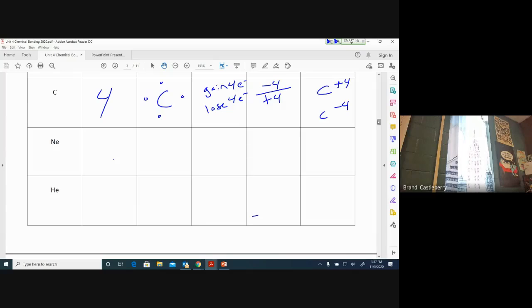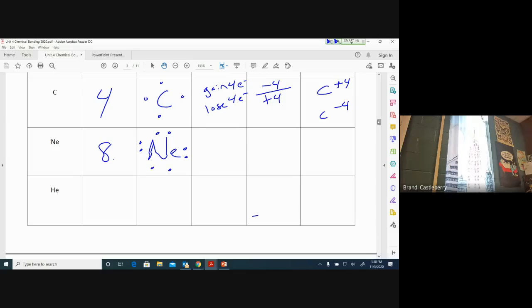All right, for neon. Find me neon. How many does it have? It has 8. Like 8 slides. 8 is our happy number. So when I put in neon symbol, 1, 2, 3, 4, 5, 6, 7, 8, it's full. 2 on each side is full. 8 is our happy stable number.